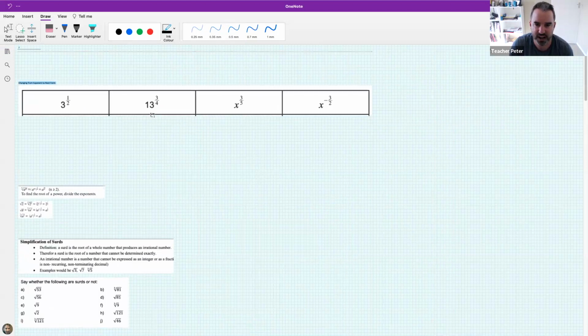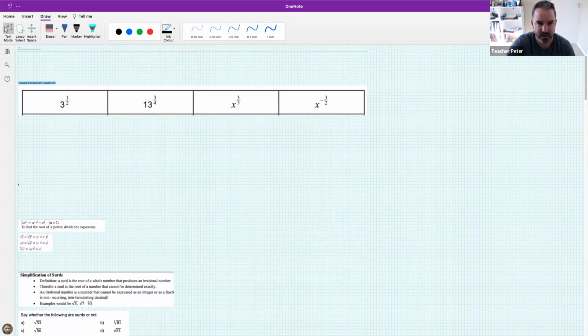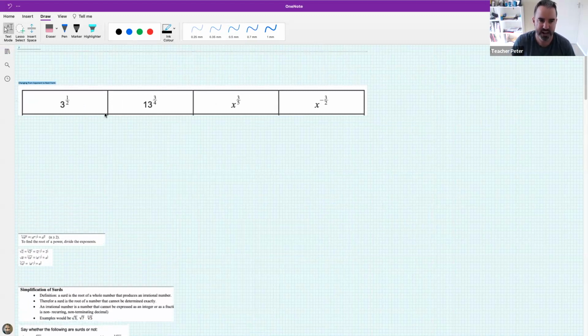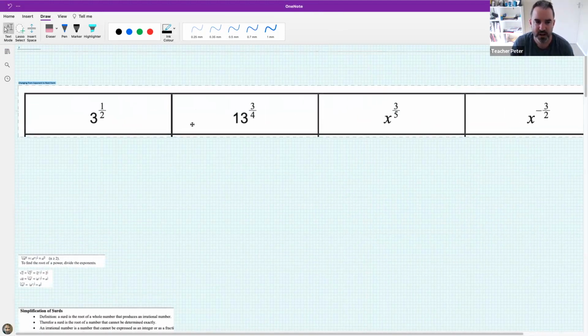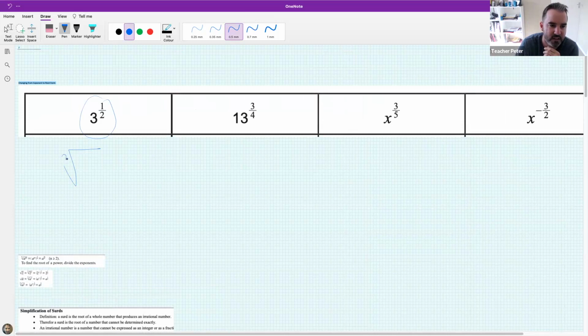I want you guys to try and take what you know from class and rewrite this from exponential form into root form. So there's 4 things, and I want you to try and rewrite them. I'll do the first one for you. Instead of writing 3 to the power of a half, you're going to write the square root of 3 to the power of 1. Now see if you can fill in the next 3 there.